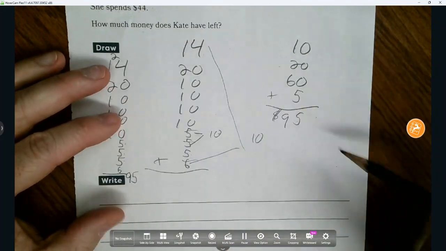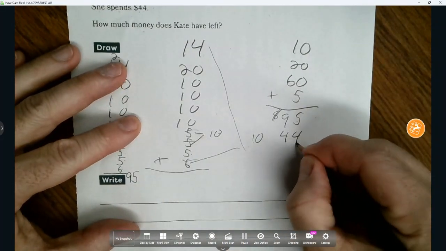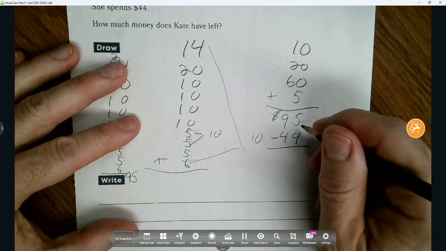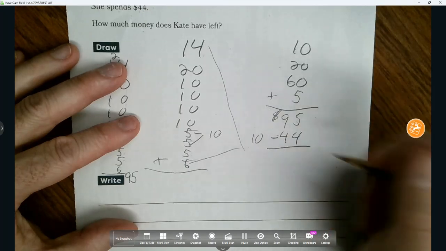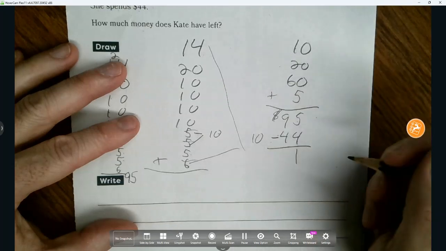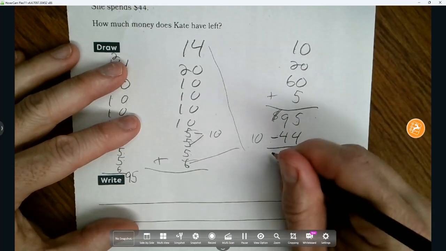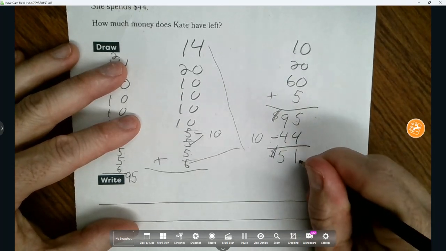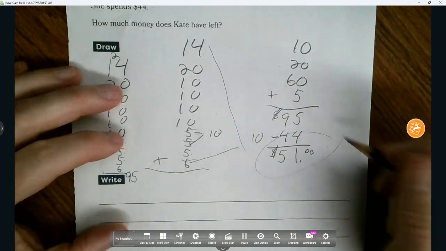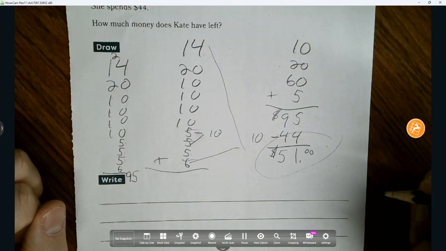But Kate spends $44. That means she got rid of $44. So we're going to minus that out. So now we have 5 minus 4. That's right, 1. We have 9 minus 4. 5. Put our dollar sign if you want. But Kate has $51 left.